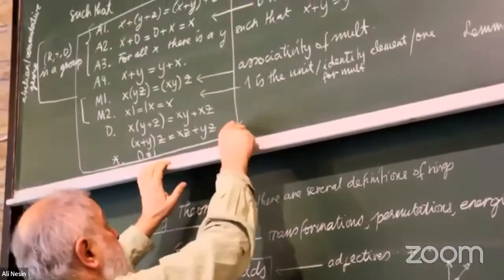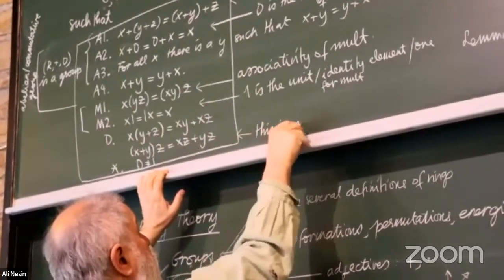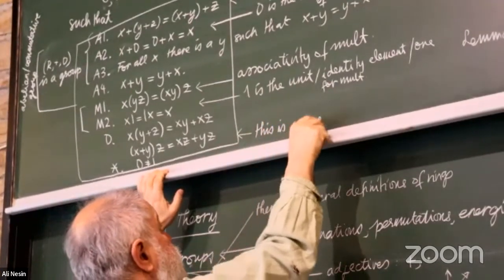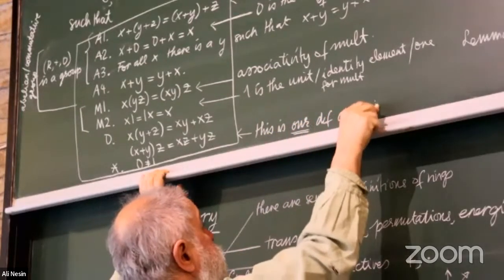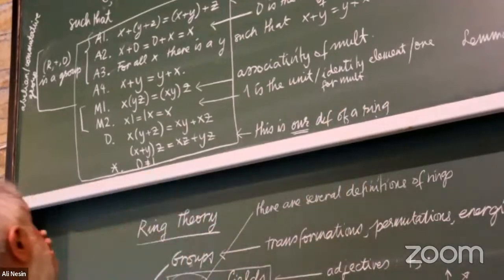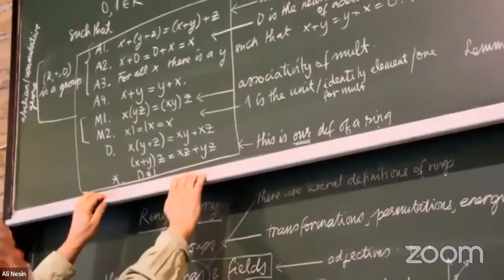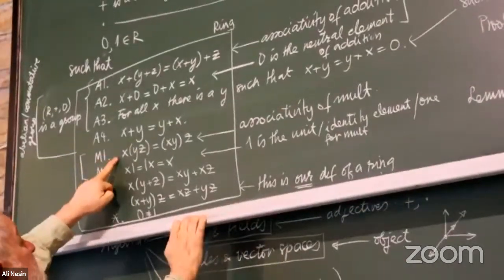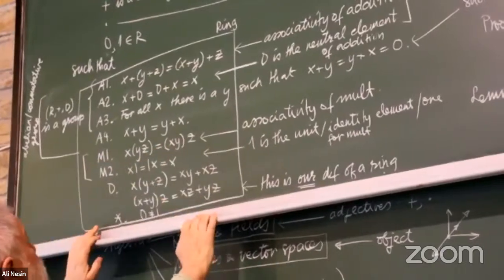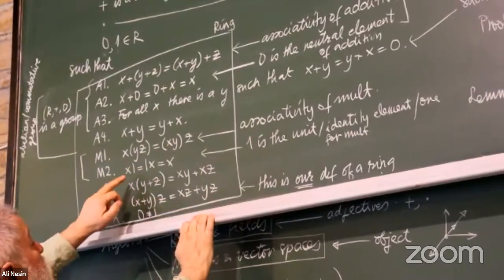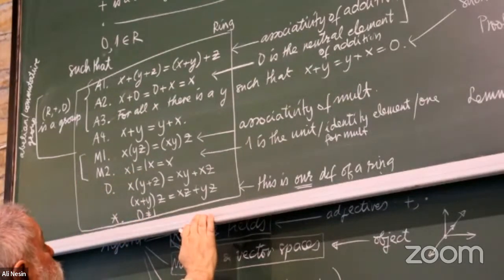This is our definition of a ring. Some people, for example, don't take M1 but take something similar to M1. Some people don't agree; they don't want to have 1, for example. And some people don't want 0 different from 1, sometimes for some reason.